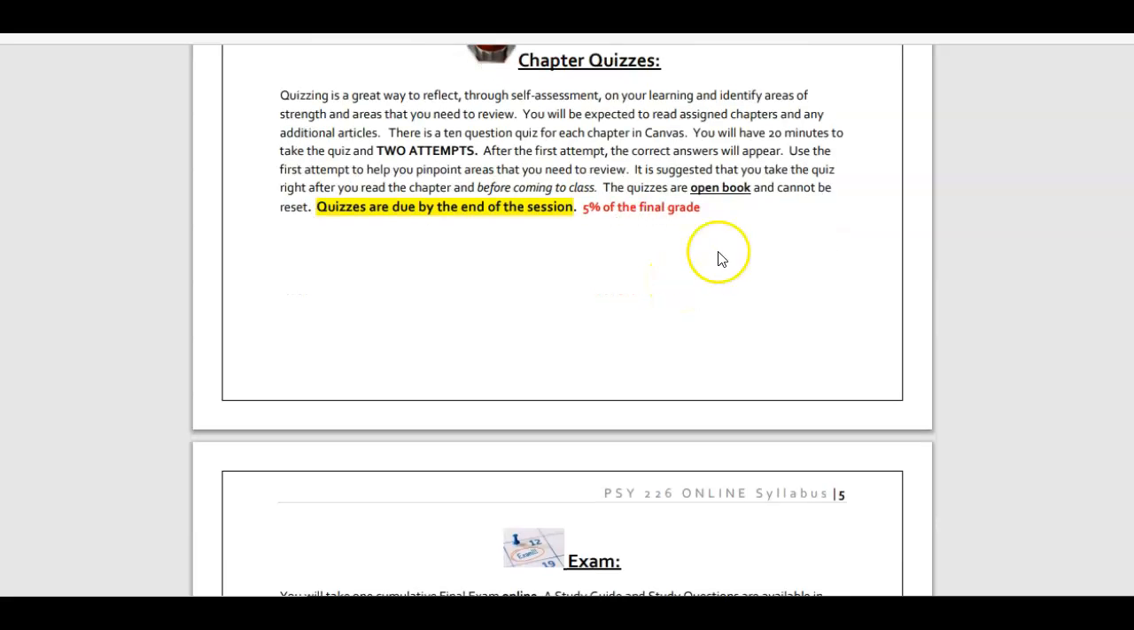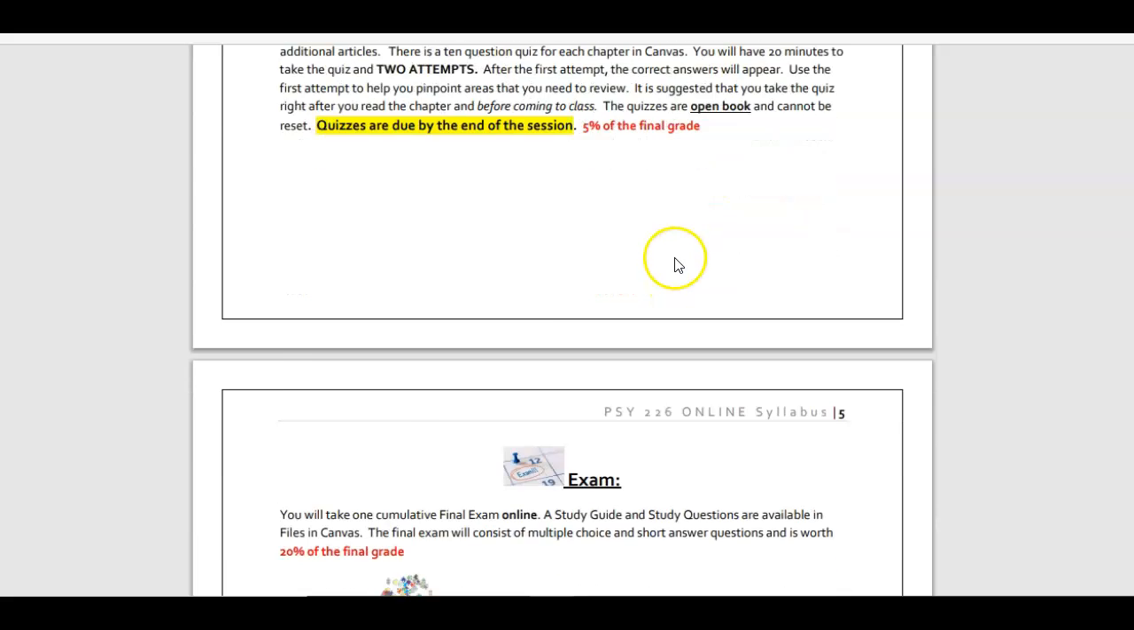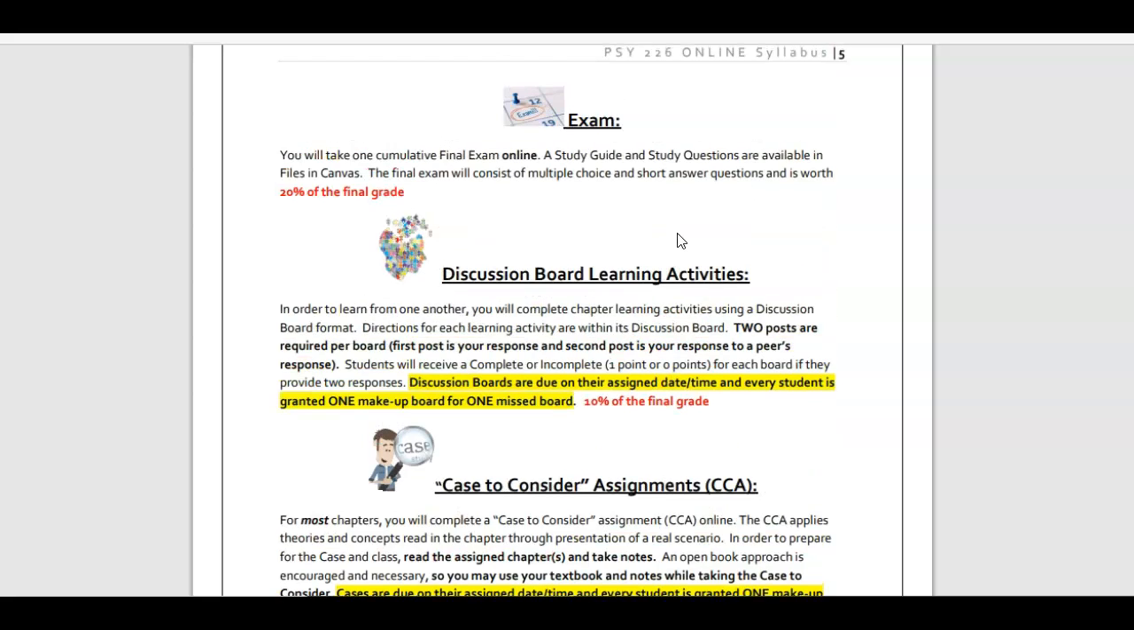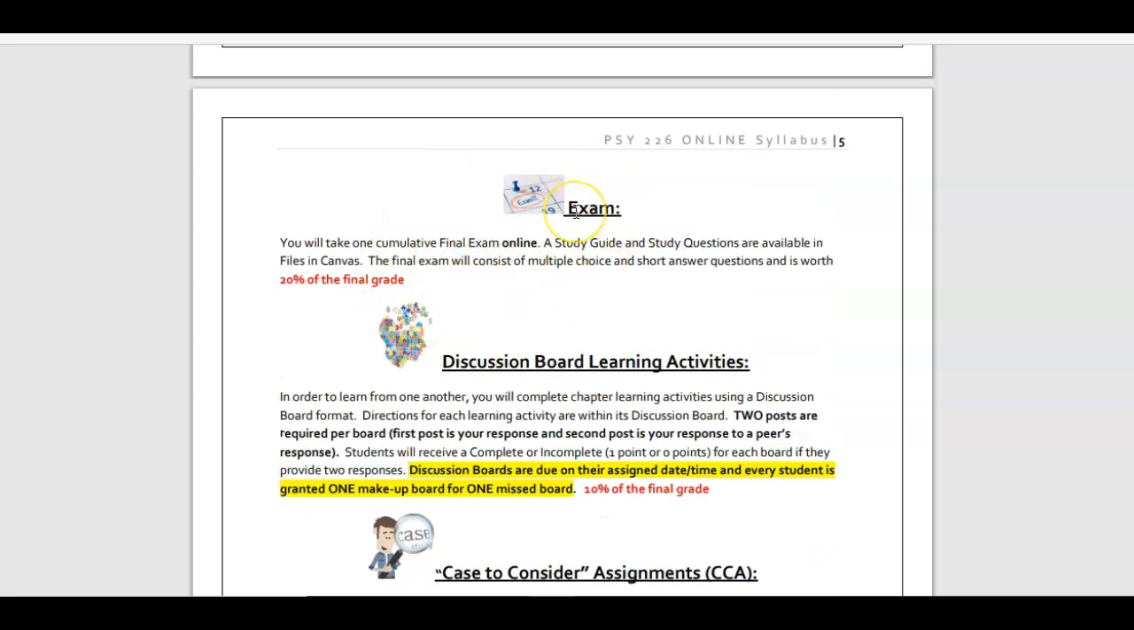All right, so that's chapter quizzes, and those are open book. There is only one exam in this class, just one. There's no midterm, okay? But there is a cumulative final exam that's going to be online. It is in two parts, all right? There's a multiple choice section of 40 multiple choice questions, and then there's going to be a short answer.